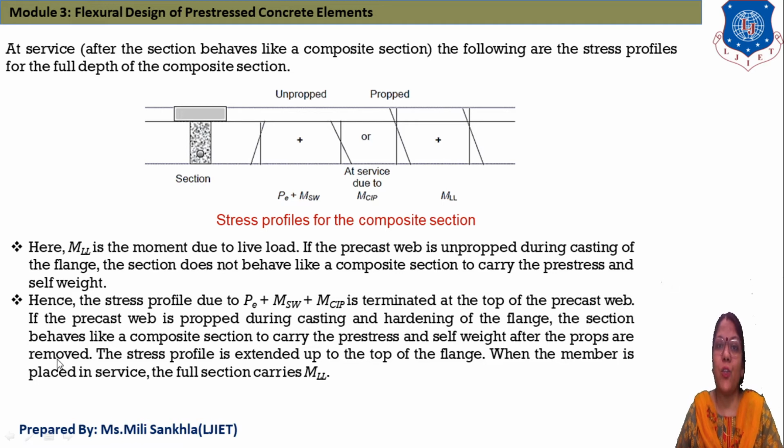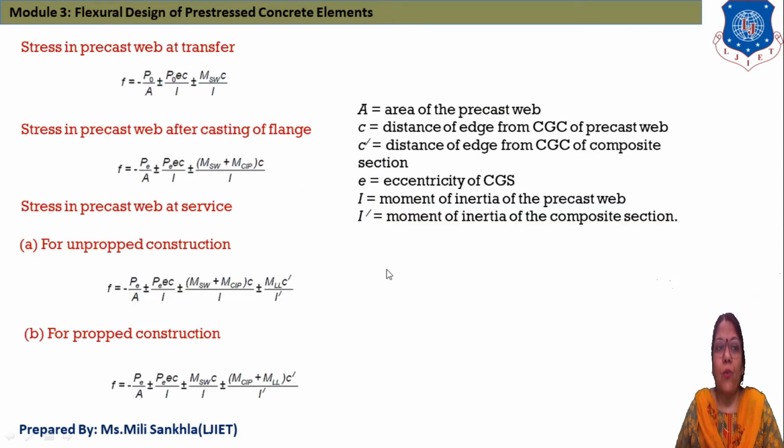This one is the condition of propped and unpropped, and the stress profile is extended up to the top of the flange when the member is placed in service and the full section carries a live load. Now, stress in the precast web at transfer, because the web acts as precast and the top flange acts as cast in place. Now we discuss the equation of stress in the precast web at transfer.